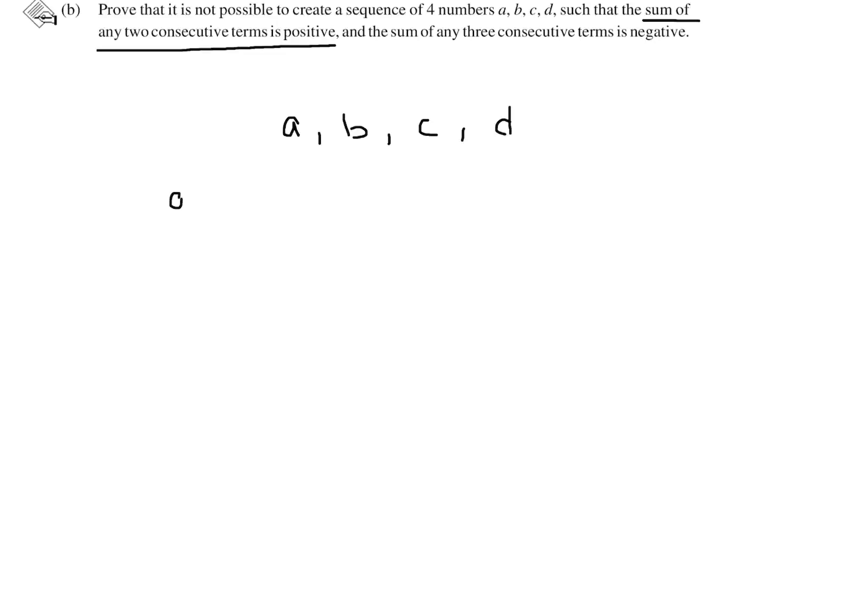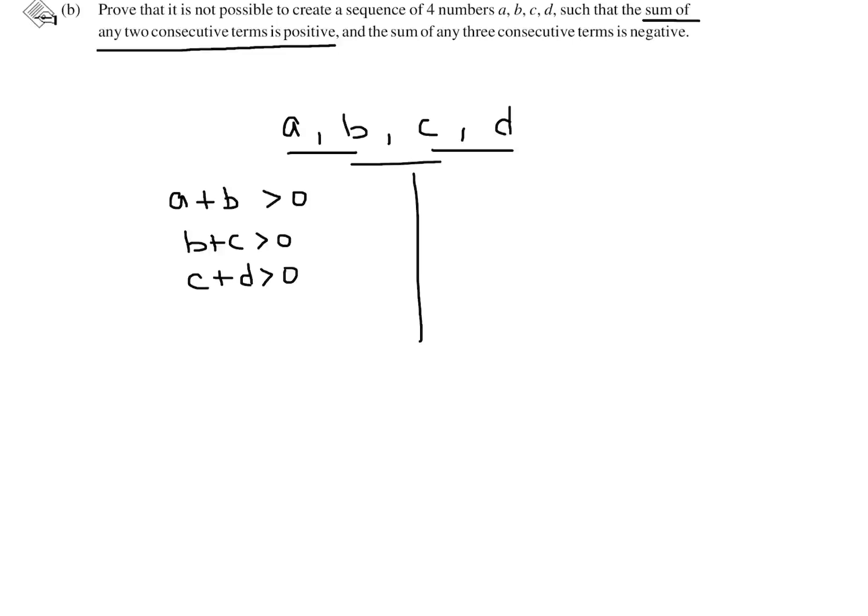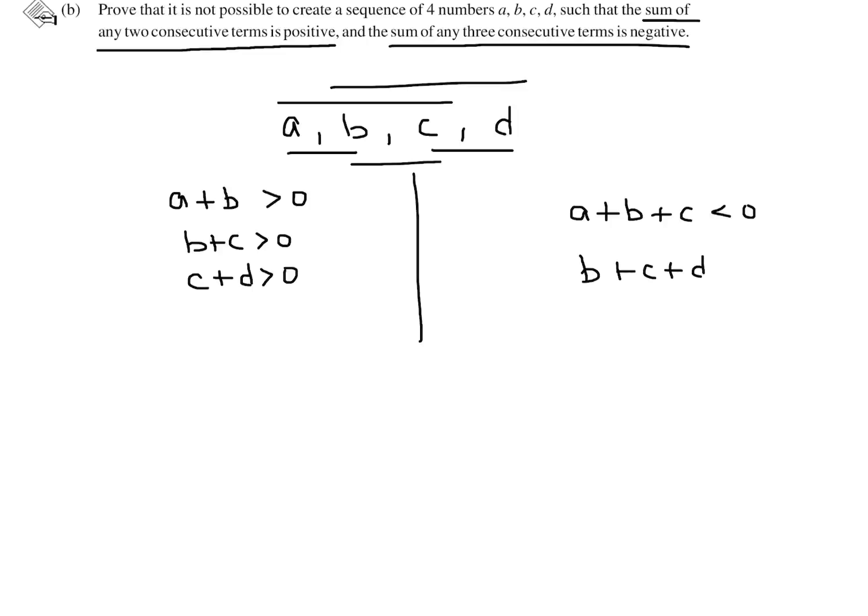So that means that a plus b is positive. Any 2 consecutive terms is positive. So that means a plus b is positive, b plus c is positive, and c plus d is positive. That's the first condition. And then the other one is the sum of any 3 consecutive terms is negative. So that means a plus b plus c is less than 0, and b plus c plus d is less than 0, like that. Okay?